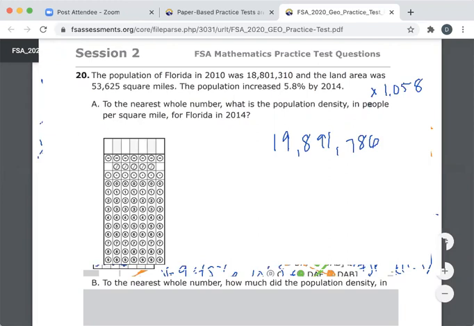Now, this is saying, what is the population density in people per square mile? So people per square mile, people, I spelled people wrong.